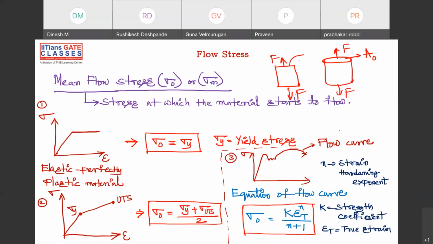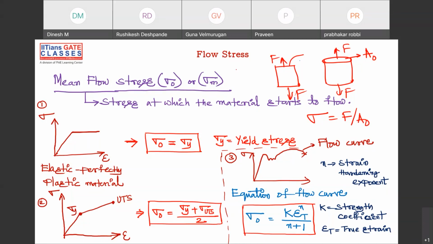What is the stress formula? Anyone? What is stress? Guys? Internal resistance by area. That is F by A naught, isn't it? F by A naught. Am I right? You have to tell me yes.